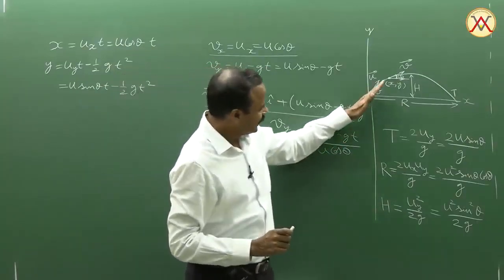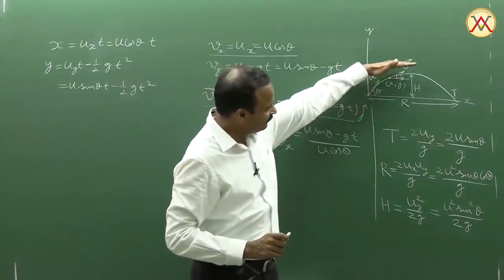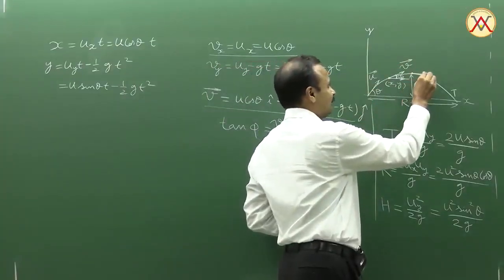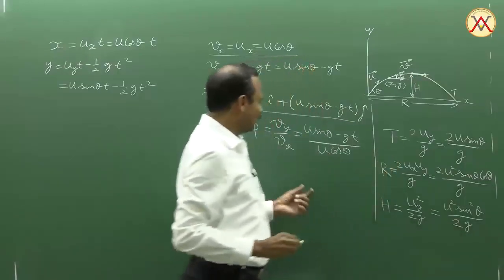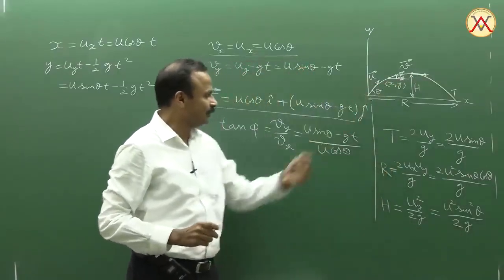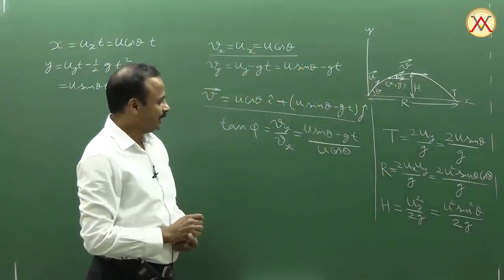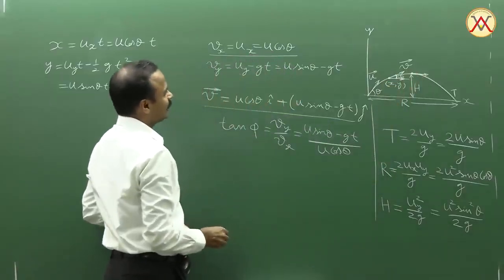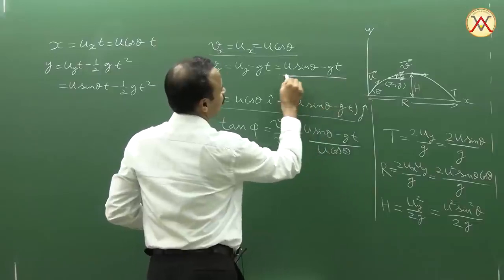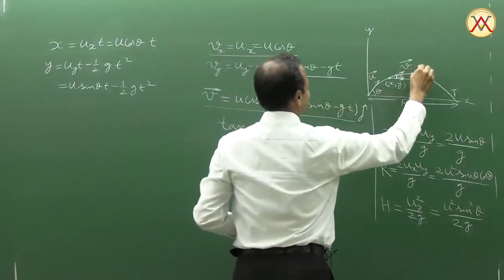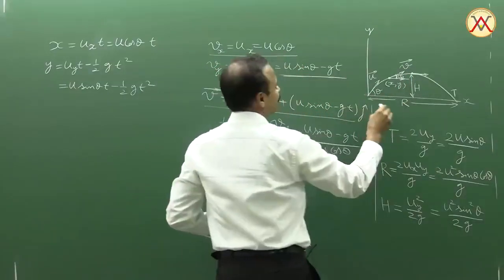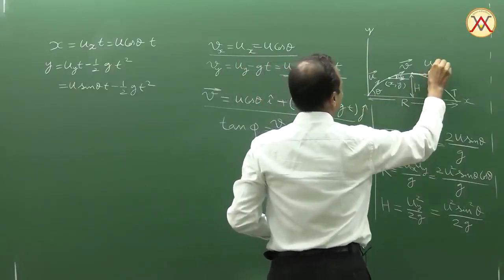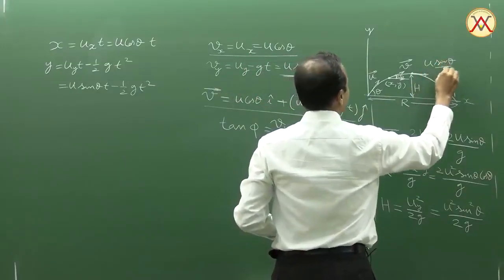See, it is decreasing from this initial value theta. Of course, at the highest point, the value of phi will become 0 because the y component of velocity at this point will be 0. And what will be the time here? You can get the time here by putting the y component of velocity equal to 0. So the time here will be simply u sin theta by g.